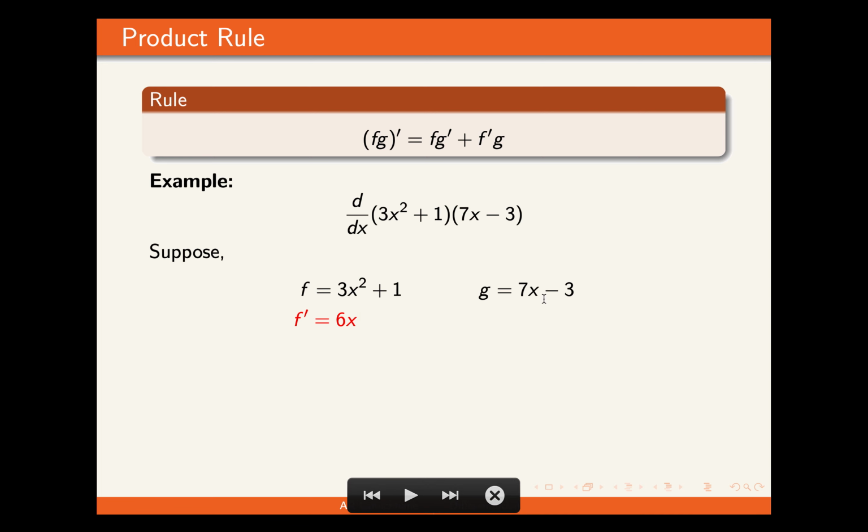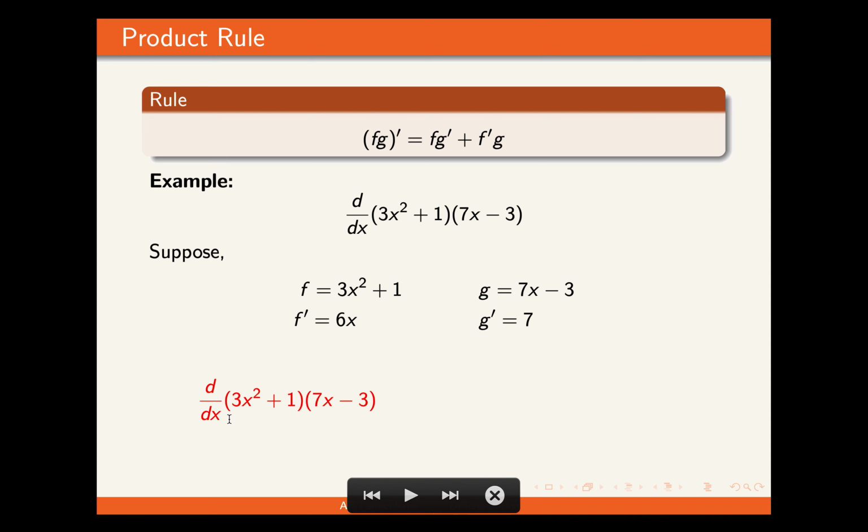Similarly, what is the derivative of 7x minus 3? What is the derivative of 7x? 7 as it is, and the derivative of x with respect to x is 1, so 1 times 7 will be 7, and the derivative of 3 will be 0. So by the difference rule, the derivative will be just 7. So now we have f, g, f prime, g prime. Then we can directly use this rule.